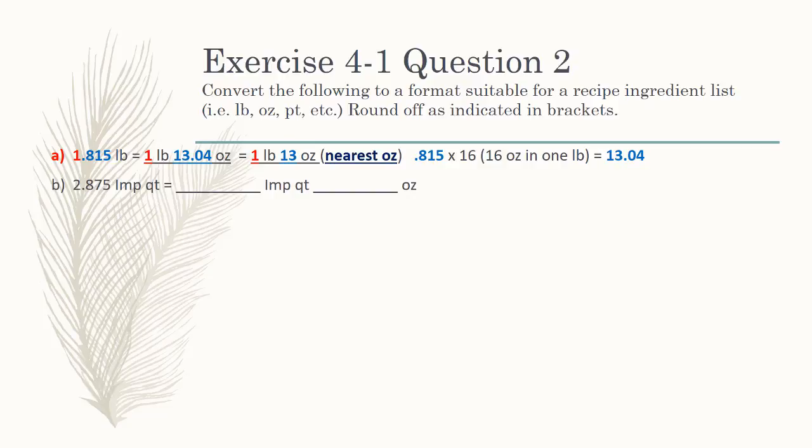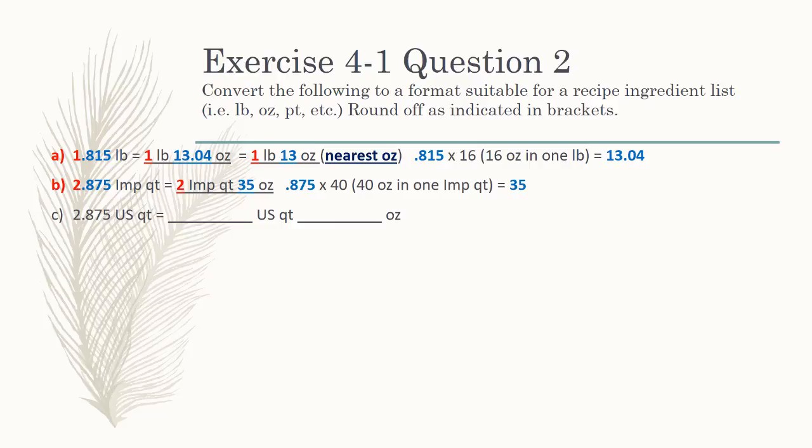Next one, 2.875 imperial quarts. We want to go into imperial quarts and ounces. Of course, no brainer, we're going to have 2 whole imperial quarts no matter what format we write it out in. Then we simply need to deal with the decimal .875. The relationship between ounces and imperial quarts is 40. So we take .875 and multiply it by 40, the amount of ounces in an imperial quart, and we get 35. We add it over here, no rounding needed. So 2.875 imperial quarts equals 2 imperial quarts and 35 ounces.